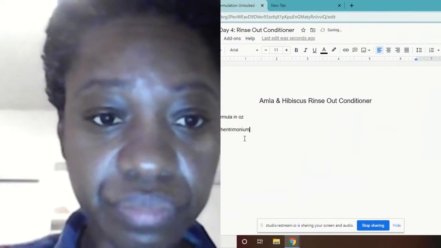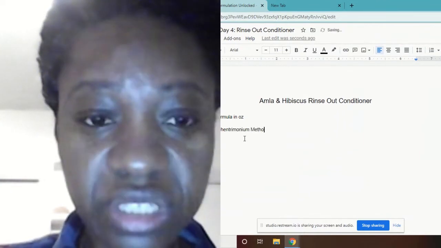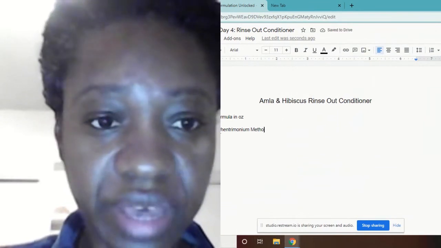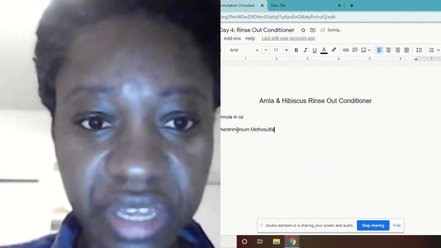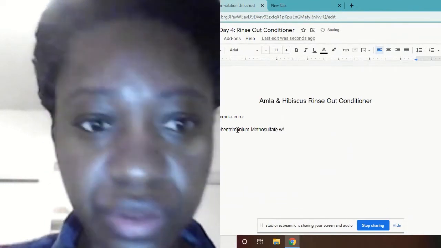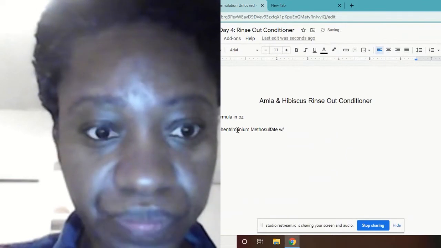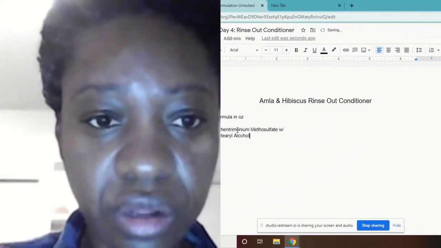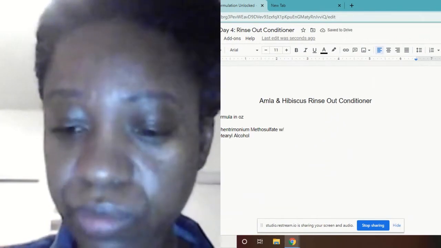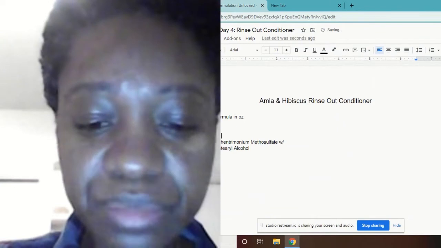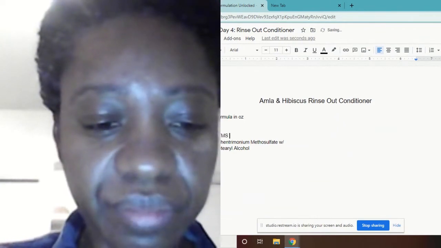I'm going to put here behentrimonium methosulfate with cetyl alcohol. All right, so this is what we want: BTMS 25.